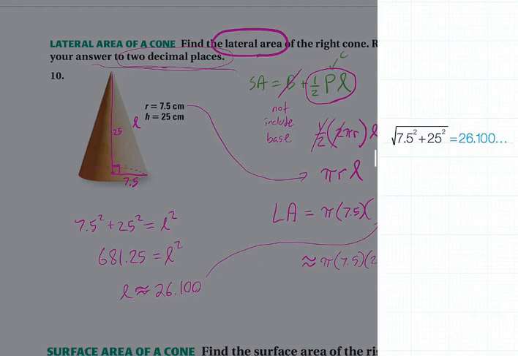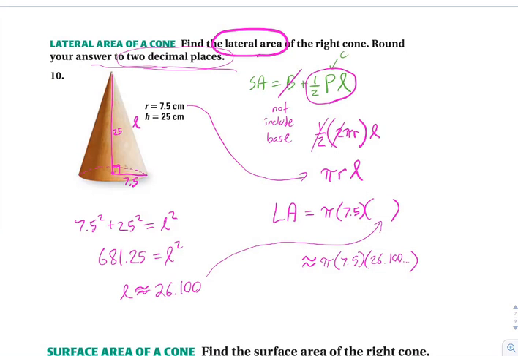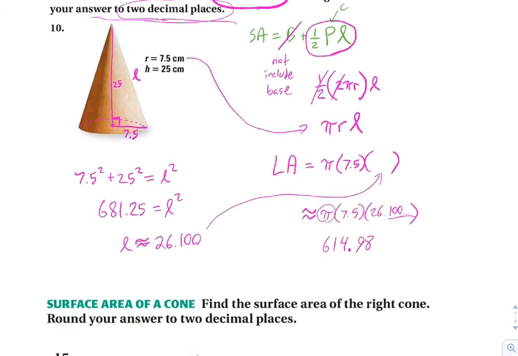So I'm going to take that, and I'm going to go times 7.5 and times pi, and I get 614.98. And now that might be a little different if you use 3.14 for pi, or if you used more decimal places, but that's a good approximation.